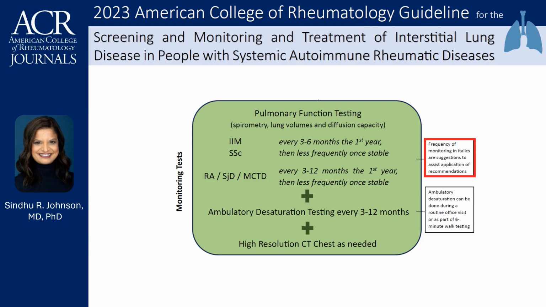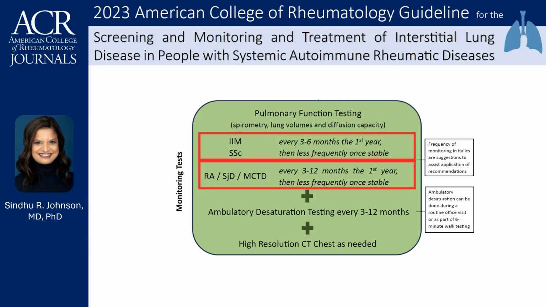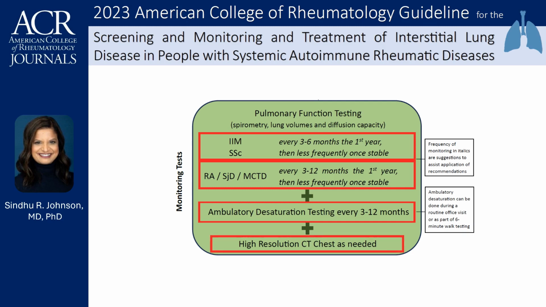And just to summarize for you, patients who have idiopathic inflammatory myositis and systemic sclerosis, the diseases with the highest risk of ILD and highest risk of ILD progression, should have their monitoring tests every 3 to 6 months in the first year, and then less frequently once the disease is stable. Sorry, that should be the pulmonary function test. Whereas rheumatoid arthritis, Sjogren's disease, and mixed connective tissue disease that's not scleroderma predominant, they should have PFTs every 3 to 12 months for the first year, and then less frequent once stable. The ambulatory desaturation testing is suggested to occur every 3 to 12 months, and the high res CT is suggested as needed based on patient features.